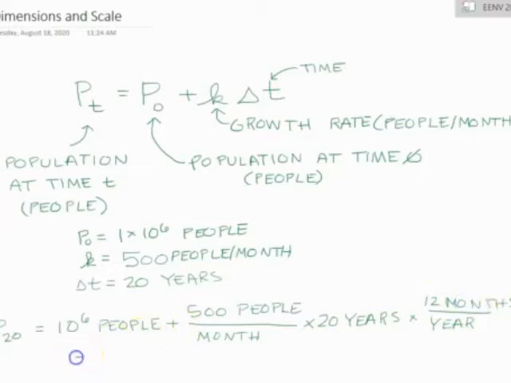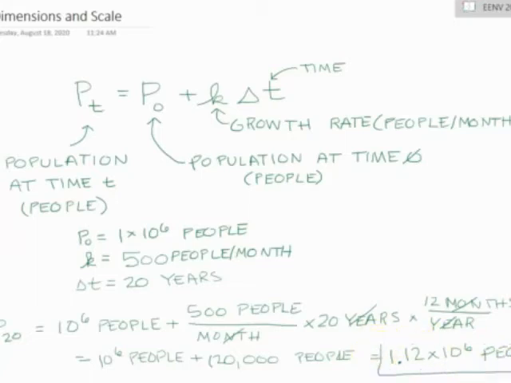Now that I've plugged everything into my equation, I need to make sure everything cancels, and I have people in each term. So P20 will be number of people, 10 to the 6th people, and then my last term that incorporates the growth rate and time is also going to be in units of people because the months and the years cancel out. And in the end, what I get is that over these 20 years, I have had 120,000 people added to my city, I guess for moving there or through being born there. And so my new population 20 years down the road is going to be 1.12 million people.